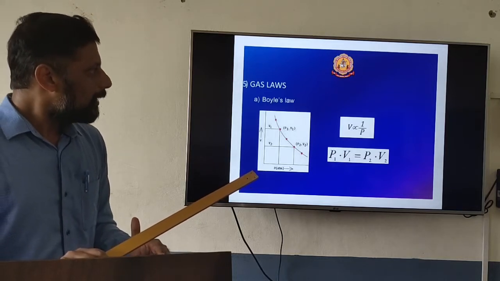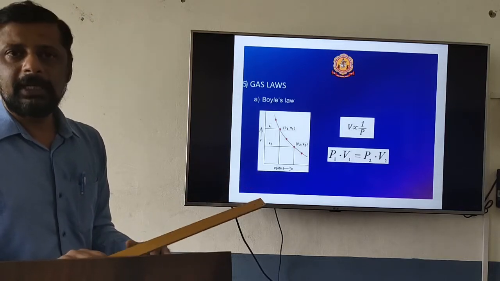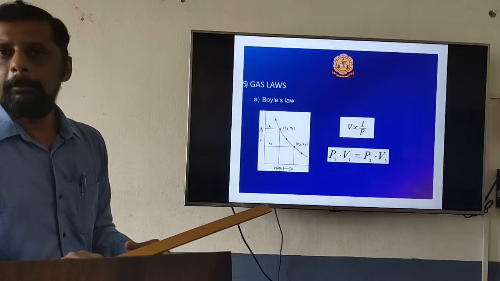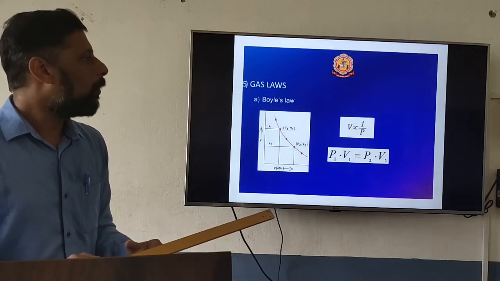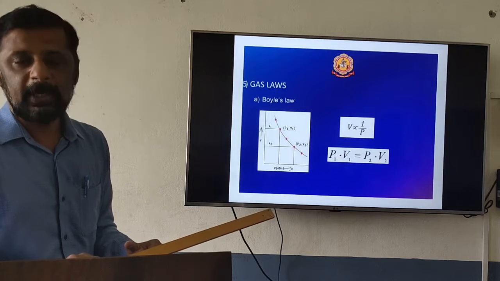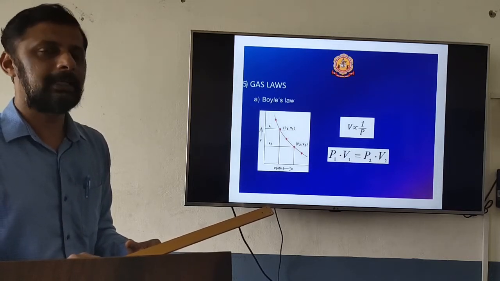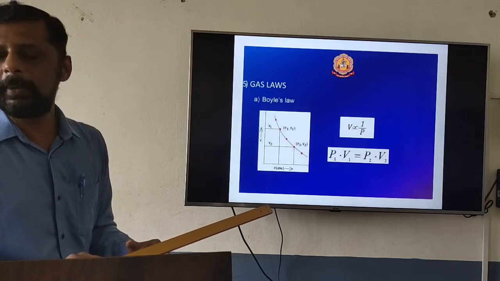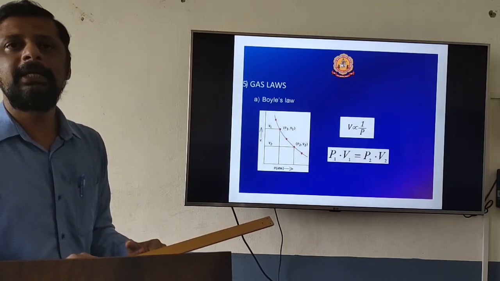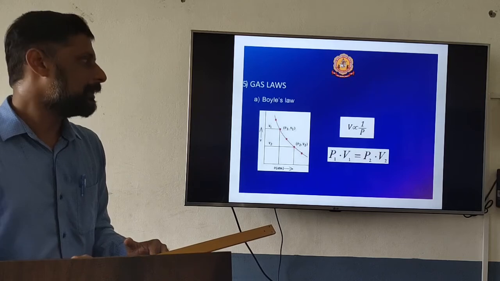So the first gas law is called Boyle's law, which gives the relation between the volume and the pressure. How are they related? Volume is inversely proportional to pressure, which means as the pressure increases, volume decreases. Similarly, you can write P is inversely proportional to V. As the volume increases, pressure decreases.